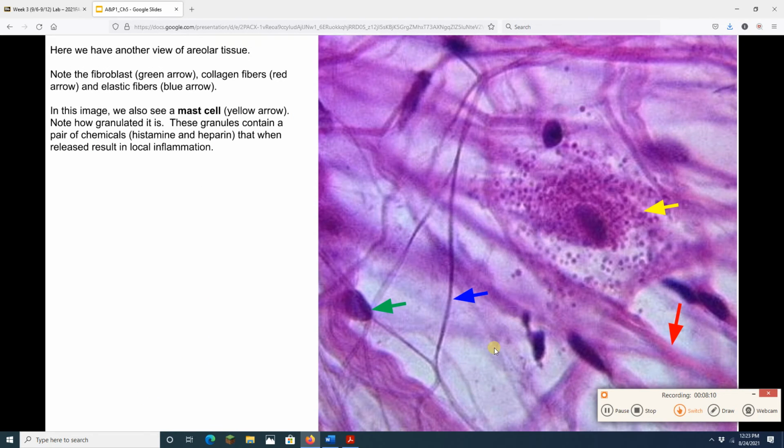So here I have another view of areolar tissue, and I have another view because I want to show you something new. Now let's point out some of the things we already have learned about. I see a nucleus of a cell right here, another one up here, a couple more over here, one down here and here, two more over here. All those guys are fibroblasts, which, as you recall, are fiber makers. They're making elastic fibers and they're making collagen.